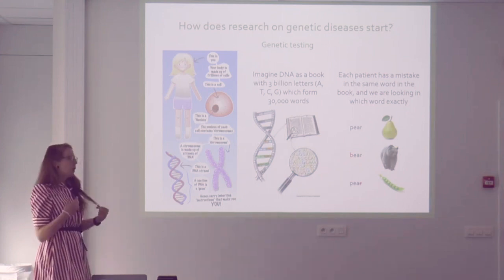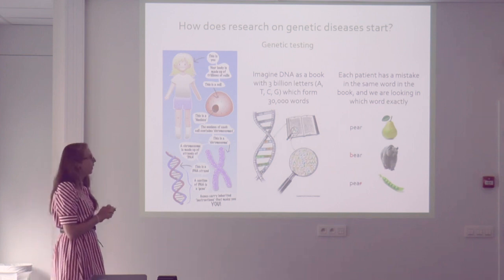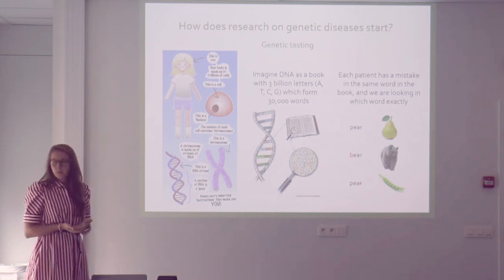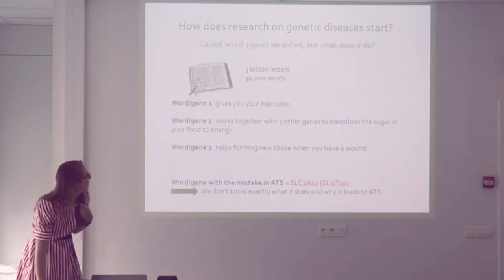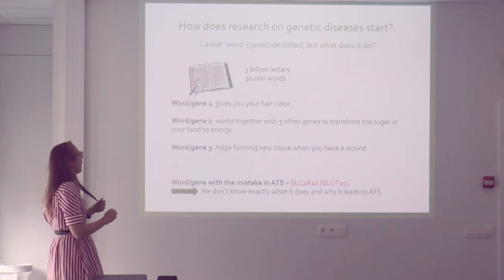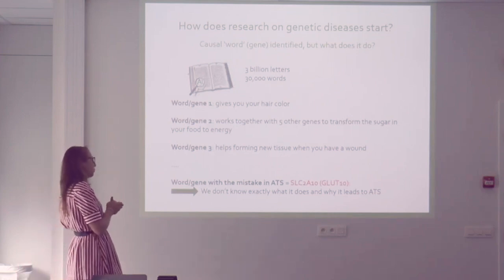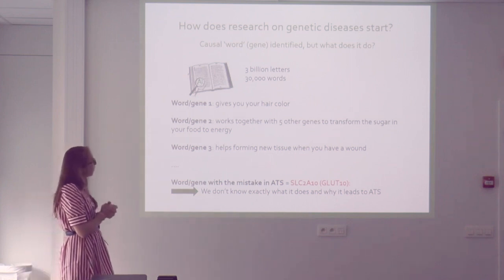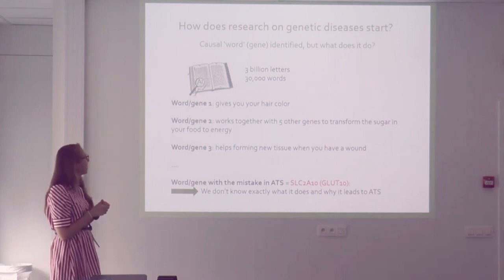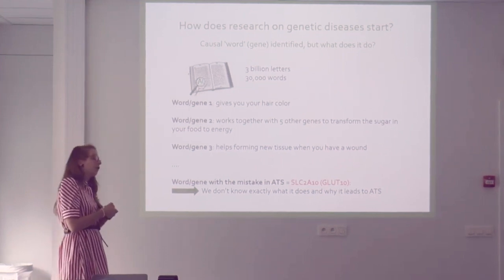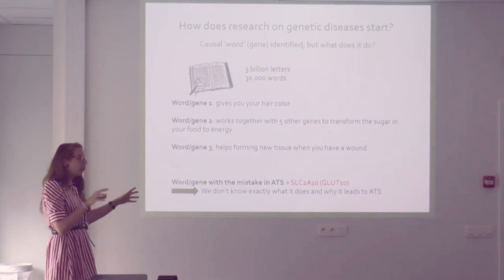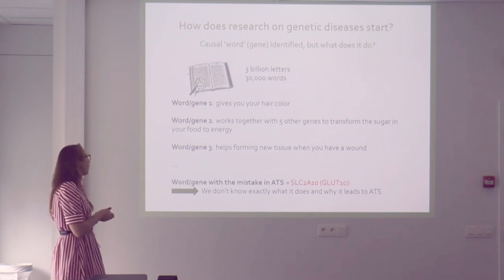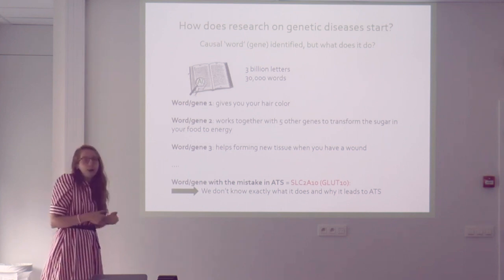So what our lab was able to do was identify the exact word, or the exact gene, in which all the ATS patients have one mistake. So we go back to the book to understand it a bit better. In the book, there are about 30,000 words, so 30,000 genes. Certain genes give you hair color, other genes work all together so they can transform the sugar in your food to energy. Other words help you to form new tissue when you have a wound.